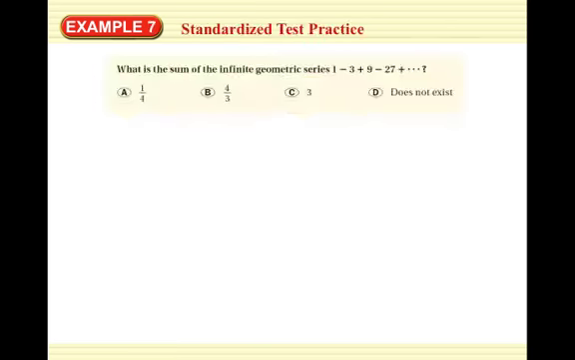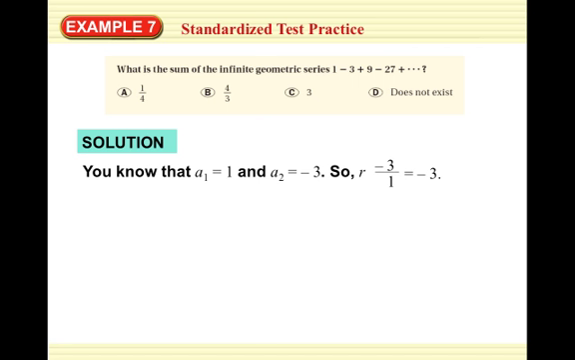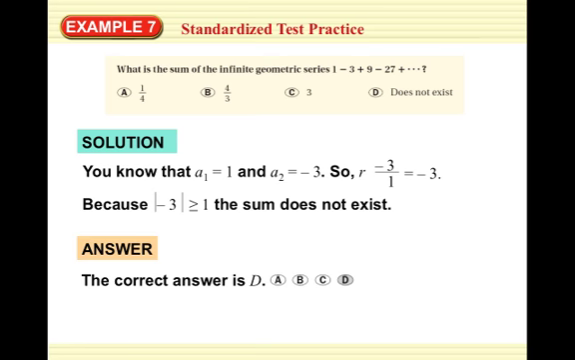All right, for example 7, what is the sum of the infinite series 1, -3, 9, -27, and on and on and on? First thing you do, you identify a1 is 1, and a2 is -3, so r is equal to -3 divided by 1. It's -3. The problem is the absolute value of r is greater than or equal to 1, so the sum does not exist. Okay, the infinite sum just doesn't happen. So the correct answer is D.